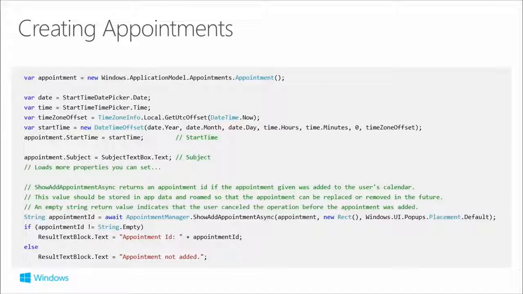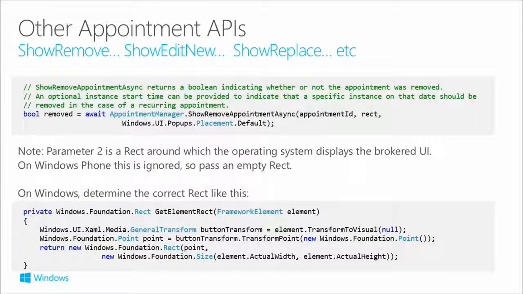So first of all, using the brokered UIs for creating an appointment, you need to get a date and time, and you need to work with date-time offset objects. So this is important: use the time zone offset to find out what your local time zone offset is, and then create a new date-time offset object and include that time zone offset in it. So this is all about getting dates to be correct wherever you are, which of course is always tricky to do. Set a start time, subject, and this sort of thing, and then call appointment manager show add appointment async. There's loads of other appointment APIs, of course, show remove, show edit new, show replace as well.